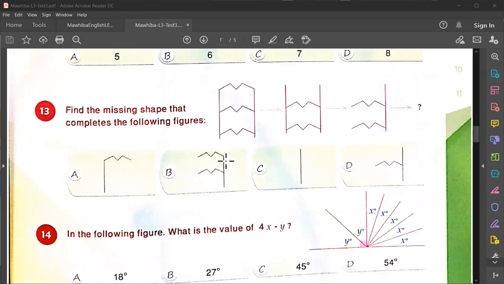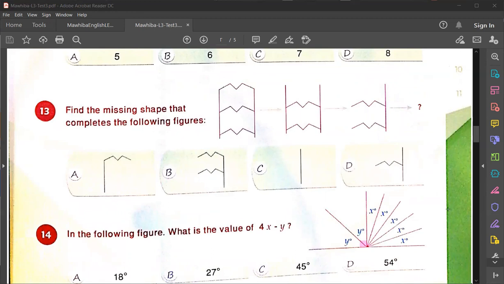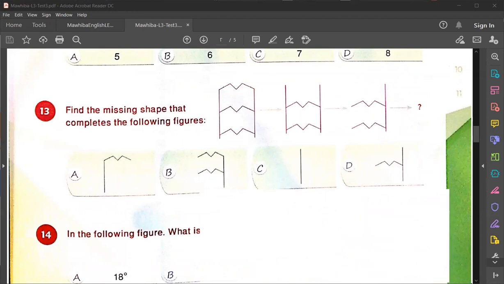Right. So now we have easy questions here, I think. I want to solve the problems. Okay, now we find the problems here. Find the missing shape that completes the following figures. What is the answer here? What do you think?